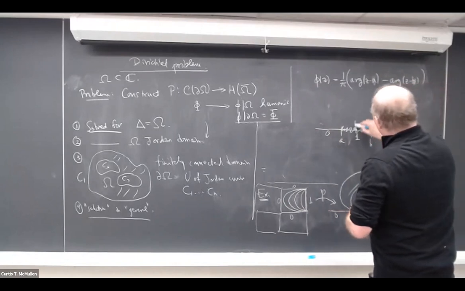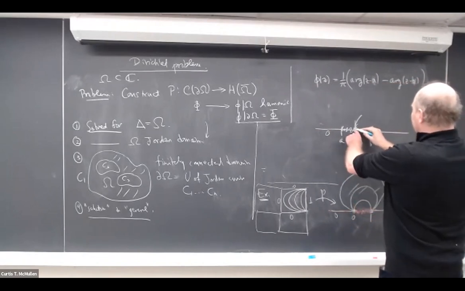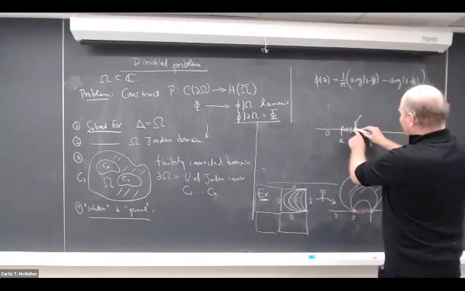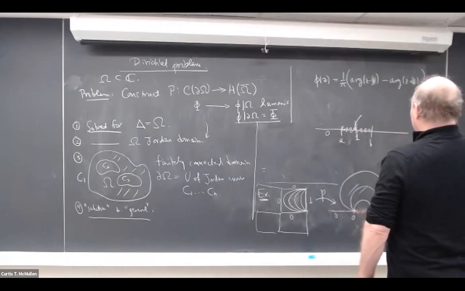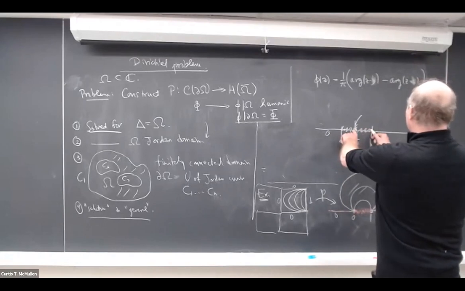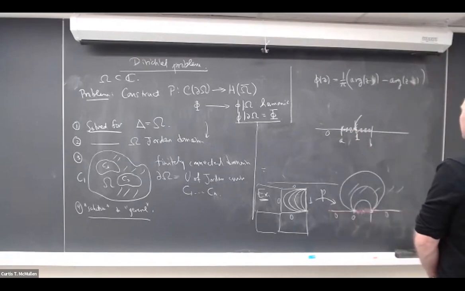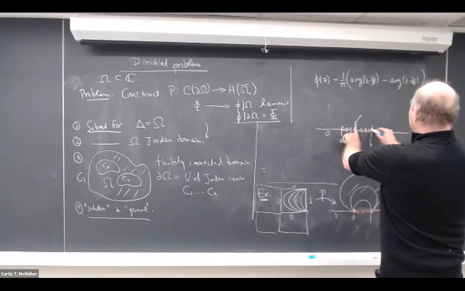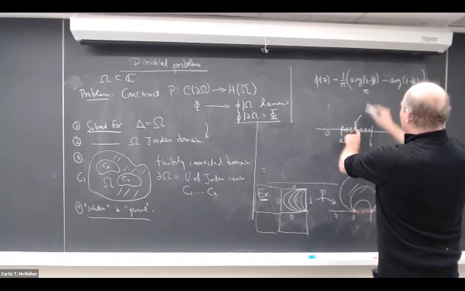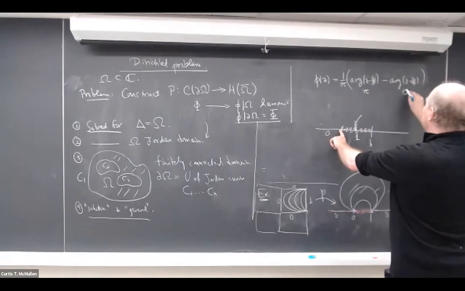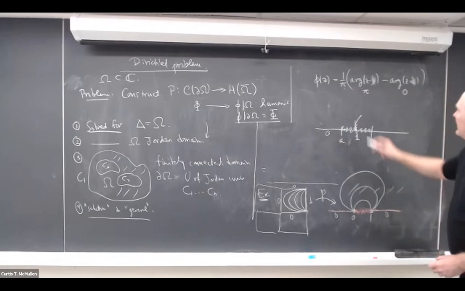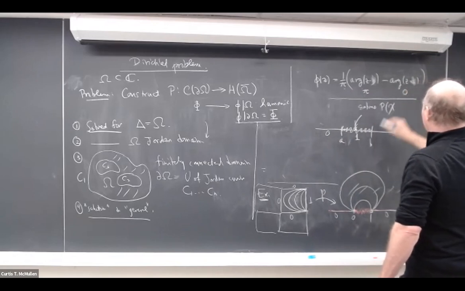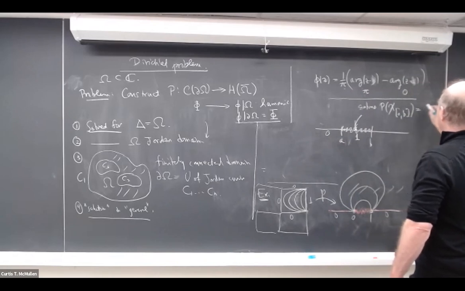Okay, so in this region, if you're here, then the argument of z minus b is, what is z minus b? Okay, so if this is 0, then z minus b is negative because it's less than b, and so this argument is pi, whereas z minus a is positive, so this argument is 0. Pi minus 0, times 1 over pi gives 1. Okay, so this solves phi of the indicator function of the interval from a to b is equal to theta.